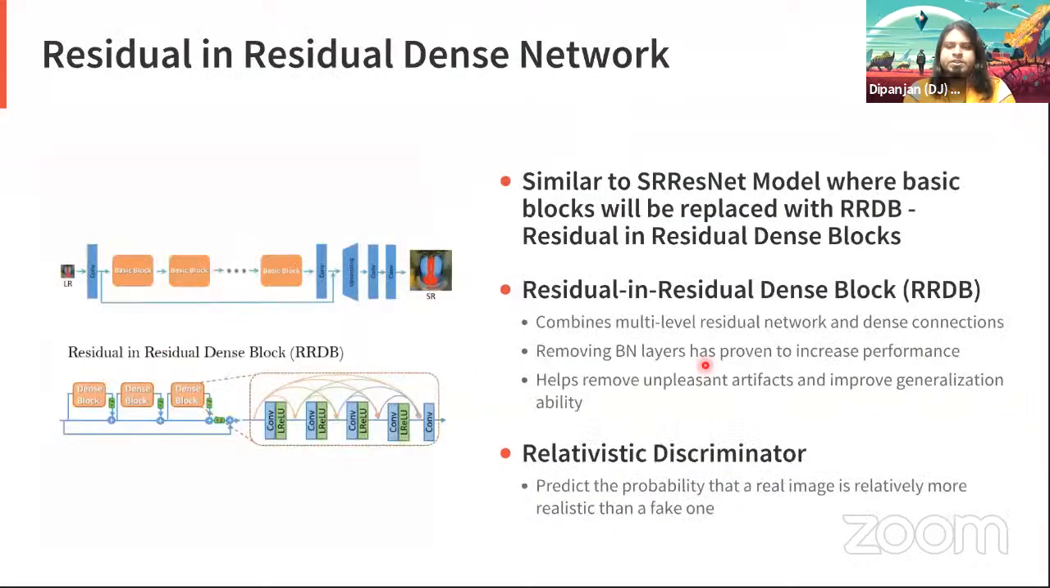And that is where we use the residual dense block along with a generative adversarial component to basically predict whether the final image which is being generated is true to the original image or not, which is the original high resolution image.